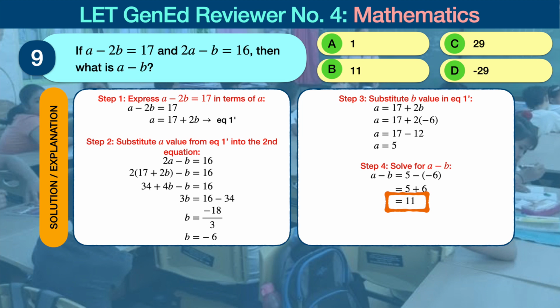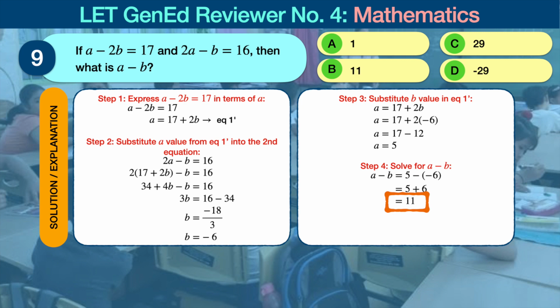11. To solve this problem, first let's express the equation a minus 2b equals 17 in terms of a. We'll arrive at the equation a equals 17 plus 2b. Let's call this equation number 1 prime. Now let's substitute the value of a from equation 1 prime into the second equation. We'll arrive at the value of b to be -6.